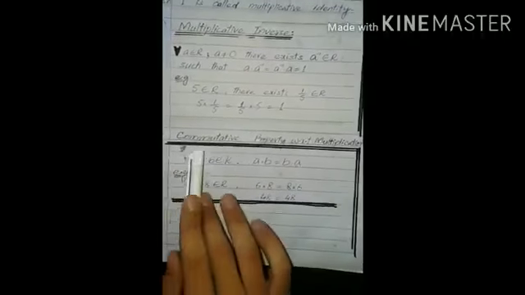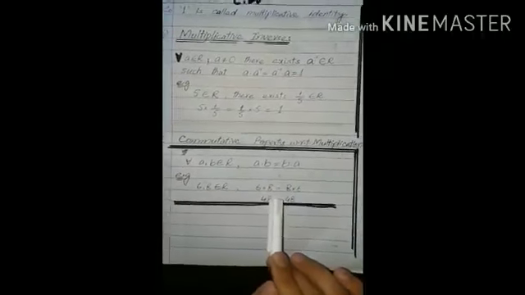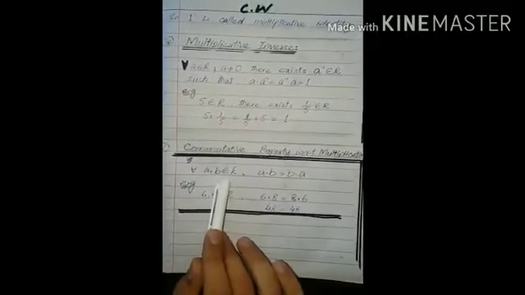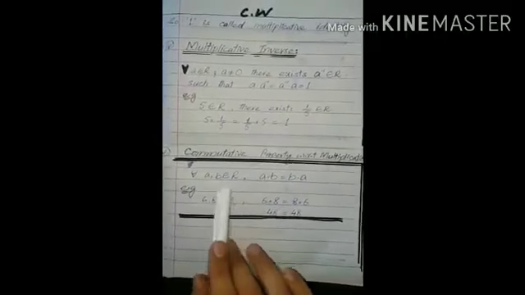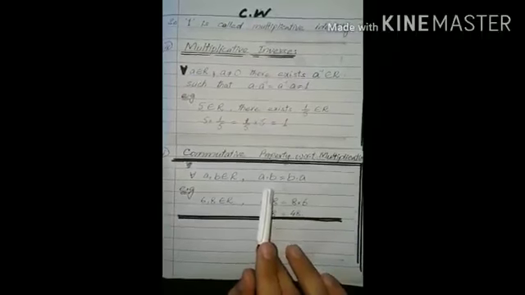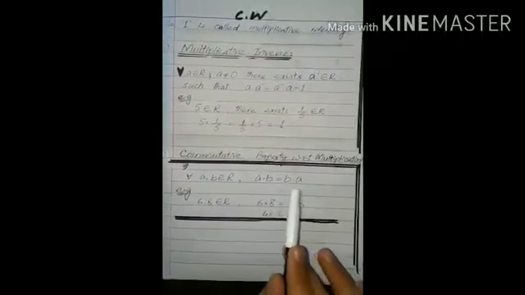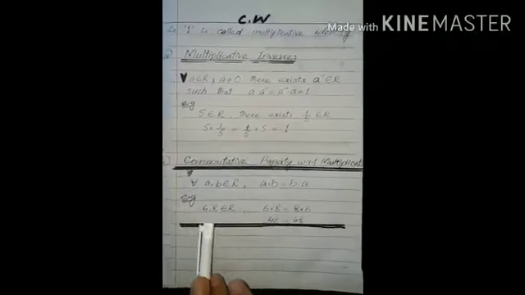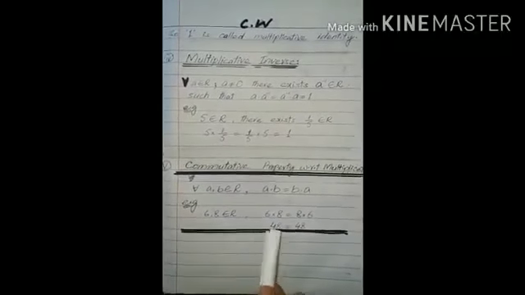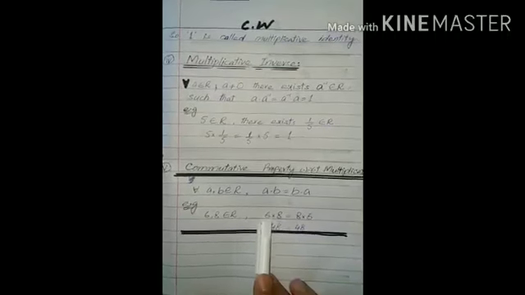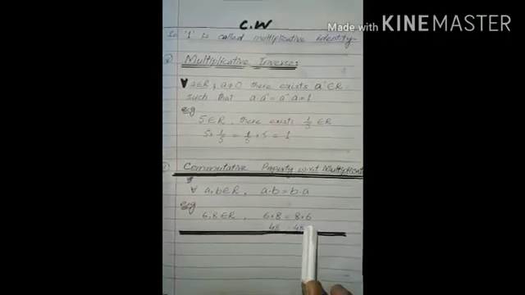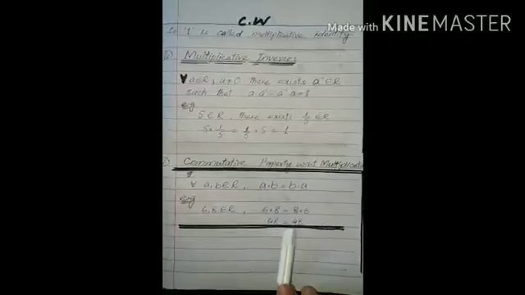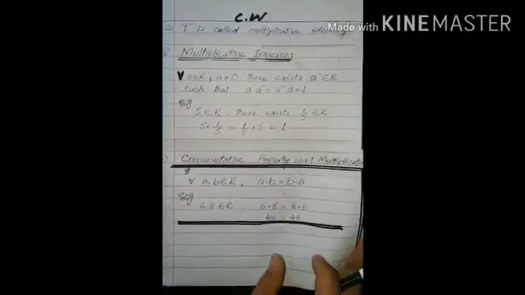Now the next property is commutative property with respect to multiplication. It says for all a, b belongs to R, a and b are two real numbers, and if we multiply these two real numbers regardless of their order, we will get the same answer from both sides of the equation. For example, 6 and 8 are two real numbers. On the left hand side you can see 6 times 8, while on the right hand side we have 8 times 6, and if we multiply these two numbers, we will get the same answer from both sides of the equation.